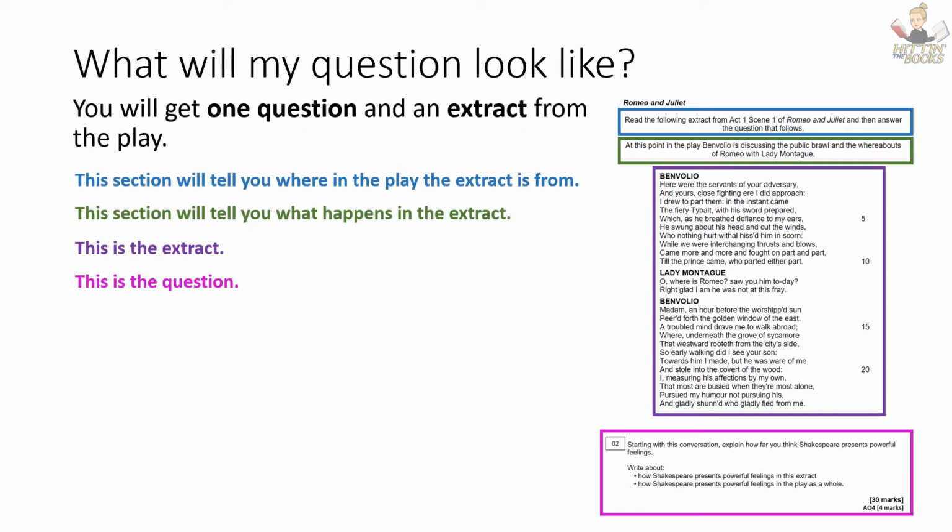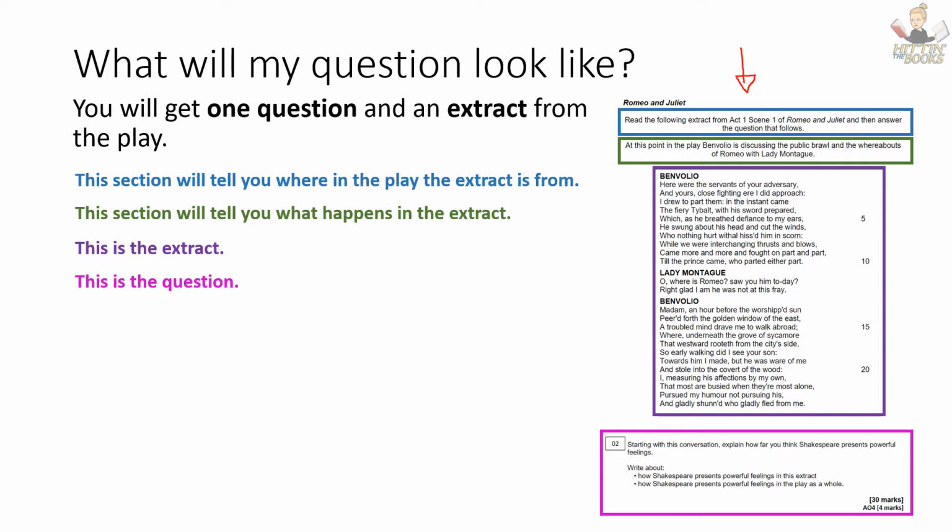So what will your question look like? Down here you've got an example of a question. The blue box is at the top. On the page you get a sentence that tells you where in the play your extract is from. There are 5 acts and scenes within the acts, so there's quite a lot to remember from the play. To help you in the exam, AQA tell you which act and which scene the extract is from. The green section then tells you very simply what is happening in the extract.